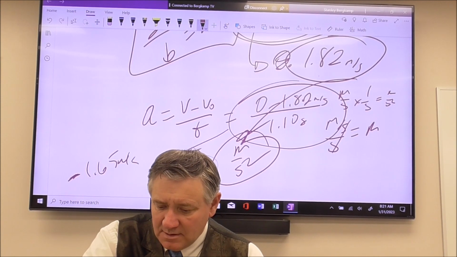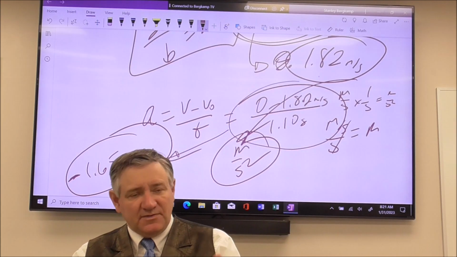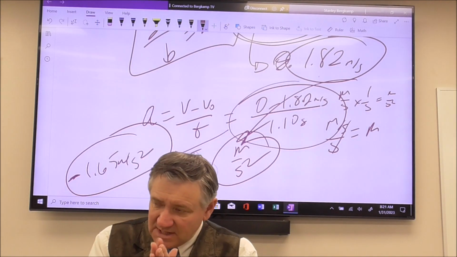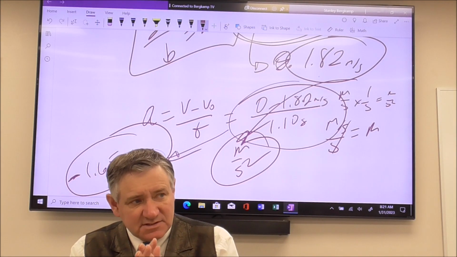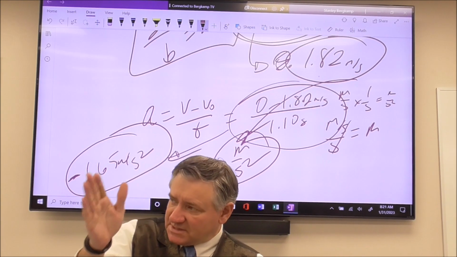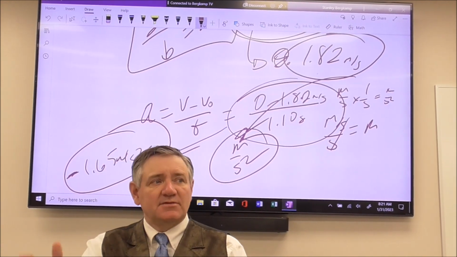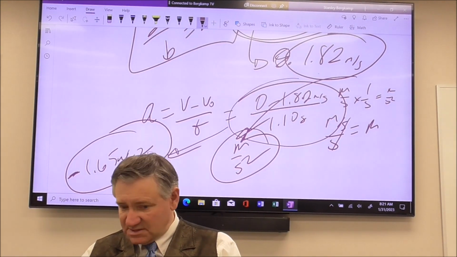0.65 meters per second squared. Okay, so there's my acceleration. What that means is that for every second that goes by, this is the rate at which my velocity changes. If I started at 1.65 meters per second, 1 second later I would be at 0. Another second later I'd be at negative 1.65.